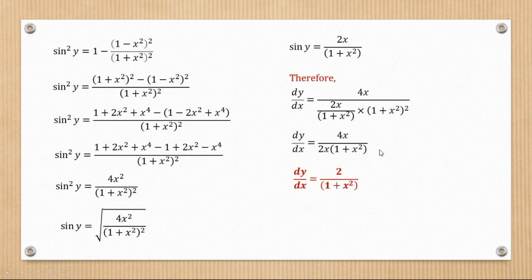But we can also reduce that further. We can see that 4x divided by 2x is 2. So we have a 2 in the numerator, and therefore our final answer for dy/dx shall be equal to 2 over 1 plus x squared, and that is what we are looking for.